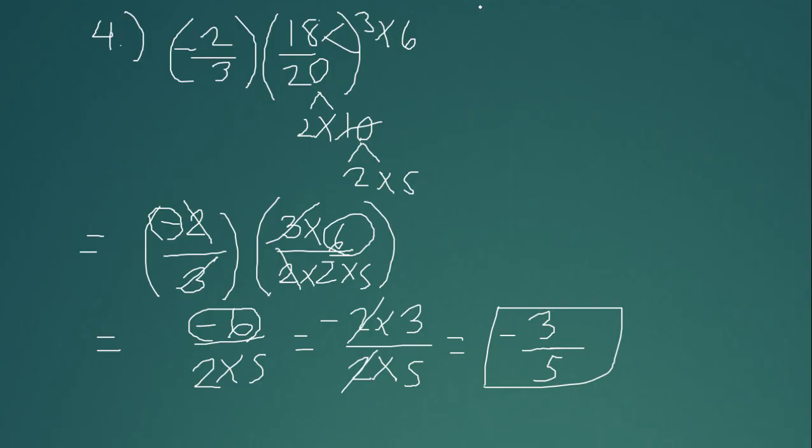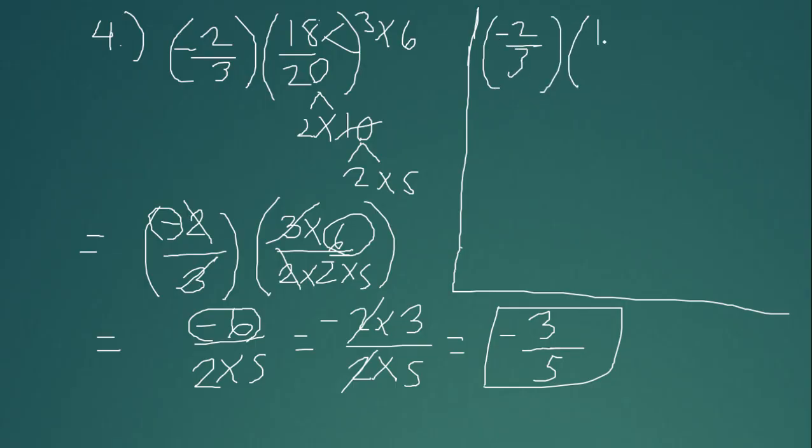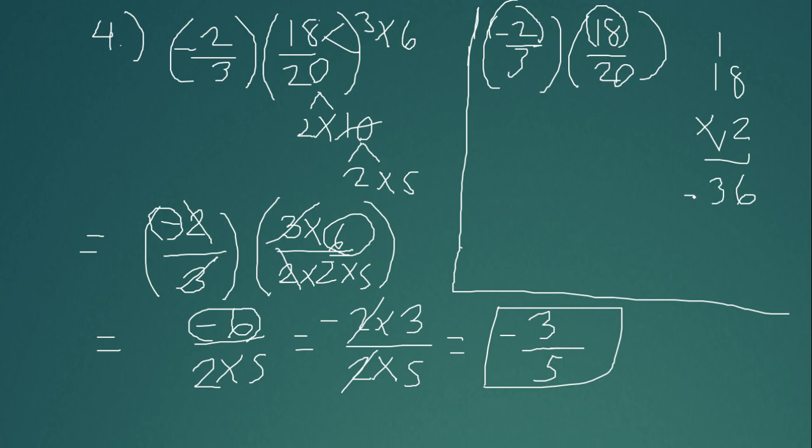Example. Kung gusto mo ay yung multiplying numerator and denominator by denominator, pwede din naman. Negative 2 times 3, 18 times 20. So multiplying yung negative 2 times 18, that is 36, so that is negative 36. And this one is 3 times 20, that is 60.